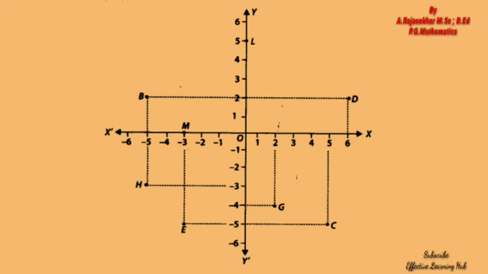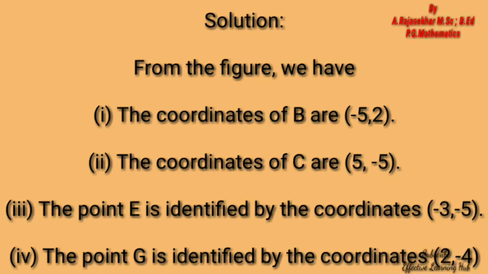Solution. First one, the coordinates of B are (-5, 2). Second one, the coordinates of C are (5, -5). Third one, the point E is identified by the coordinates (-3, -5). Fourth one, the point G is identified by the coordinates (2, -4).